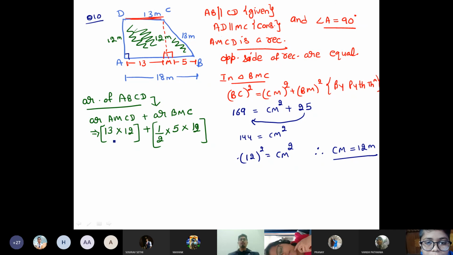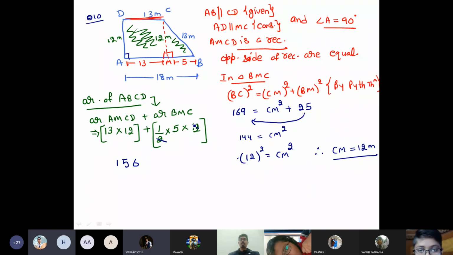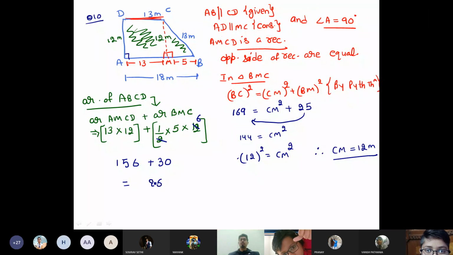Yes, 13 multiplied by 12. What will it be, students? 13 into 12, 156. Half into 5 into 12 will be 30. And if I just add them, it will be 186. But see, this is the area, so we have to put the unit also. So the answer will be 186 meter square. Is it clear to everyone?